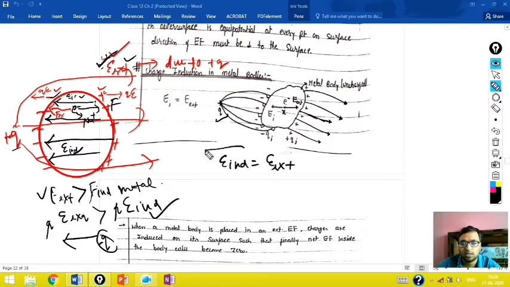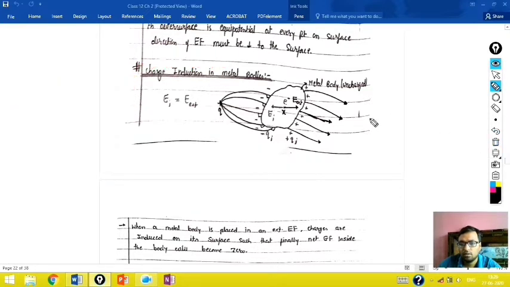Actually that time lag is very small in the case of a metal. So as soon as we apply the external electric field, at the same time the net electric field inside the metal becomes 0. So this is the concept behind this metal behavior, why it shows 0 electric field.